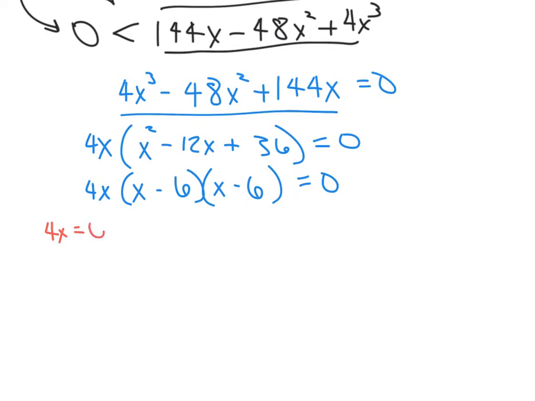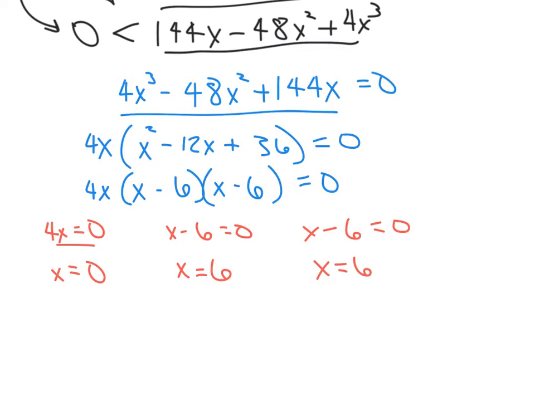4x equals 0, x minus 6 equals 0, x minus 6 equals 0. So this one, and this one, and this one. And because we already have this once, we don't have to include it twice. It just has a multiplicity of 2. So there's my answer, 0 and 6.